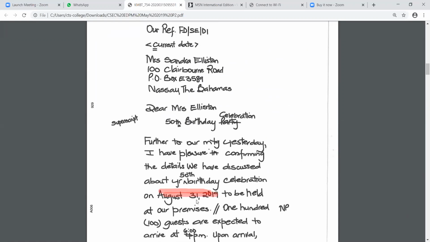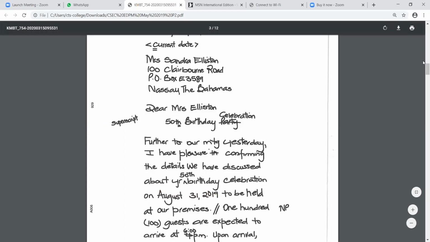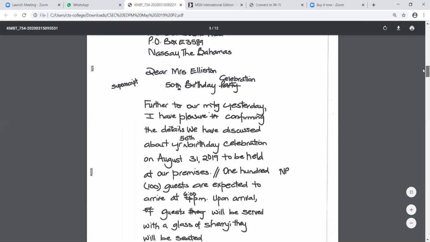So that's the date that the event is happening. Very good. What time is this event happening? 6 p.m. Are you sure? It says the guests are expected to arrive at 6 p.m. Go down to the next page for me. Let me just verify that.